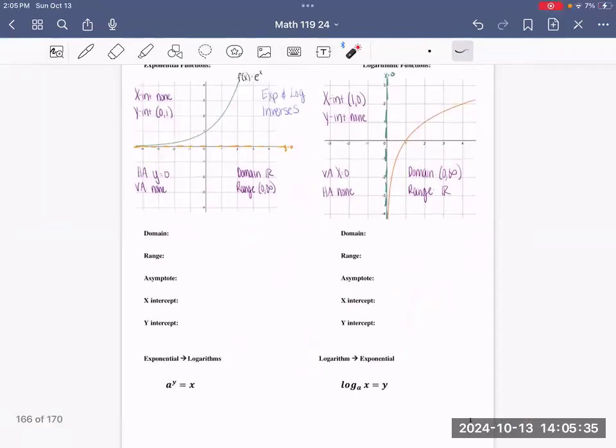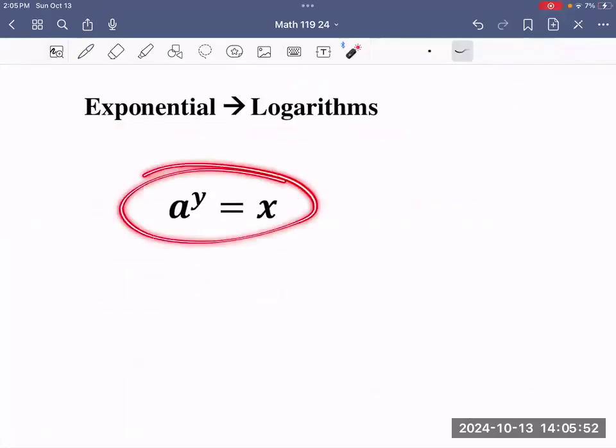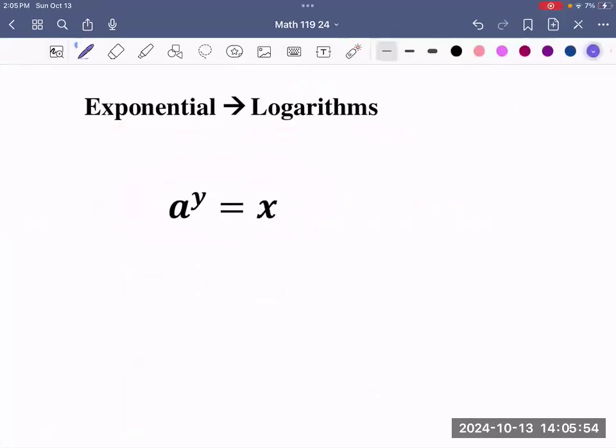Now, because these are inverses of one another, we can go from one form into another. If we have an exponential and we want to map it to a logarithm, this is your exponential form, and we want to turn it into a logarithm. The first thing we want to do is identify your base. Your base here is just going to be called a for now. So we have a to the y is equal to x.